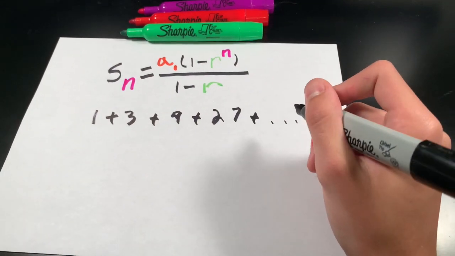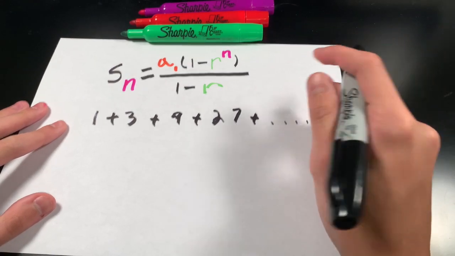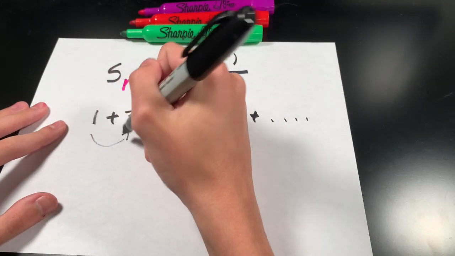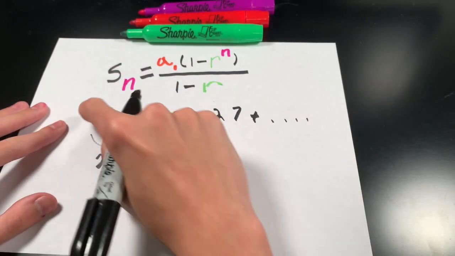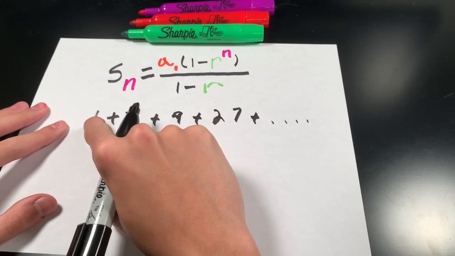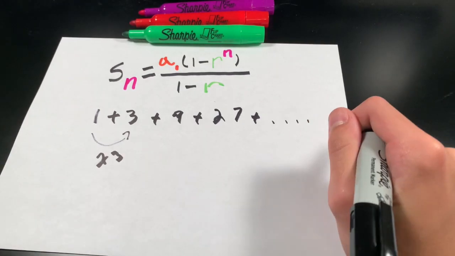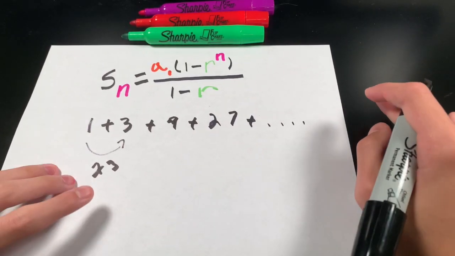So let me define the terms of a geometric series for you. R is still the ratio, which is still 3. N is the term number, so 1, 2, 3, 4. And A1 is the first term, and that's about it. So that is the formula for a geometric series. Now let's go ahead and start practicing with the first problem in our notes.